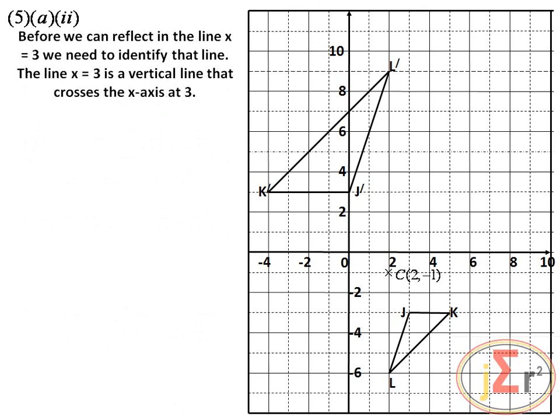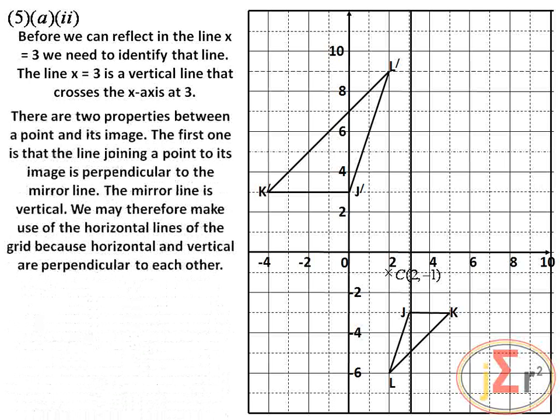Before we can reflect in the line x = 3, we need to identify that line. The line x = 3 is a vertical line that crosses the x-axis at 3. We need to reflect this triangle in the line x = 3. Before we can do that, we need to be able to identify that line, and we may proceed to reflect that triangle in that line.